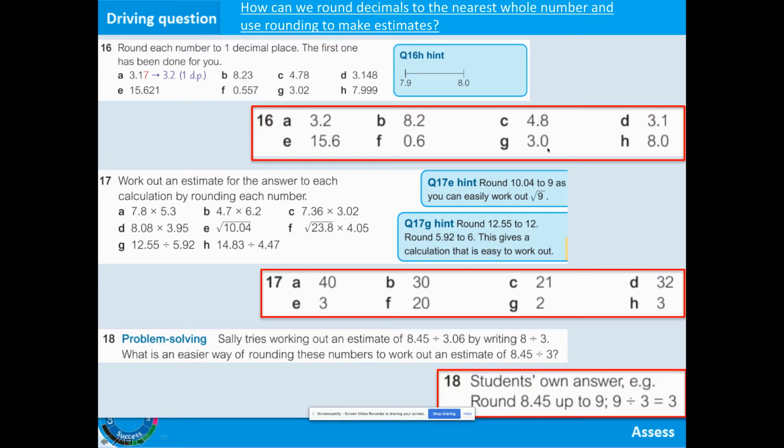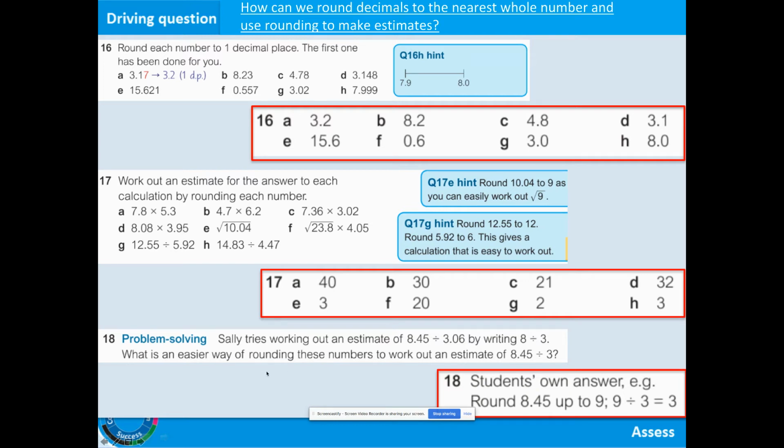Question 17. A is 40. So you're estimating, which means you're rounding. So 7.8 is roughly 8, and 5.3 is roughly 5. So 8 times 5 is 40. 17B is 30, C is 21, D is 32, E is 3, F is 20, G is 2, H is 3. When you're asked to estimate an answer, they are not looking for the exact answer. So you don't use a calculator or anything to find the exact answer. You estimate by rounding and then working out what's easiest for you to work out.